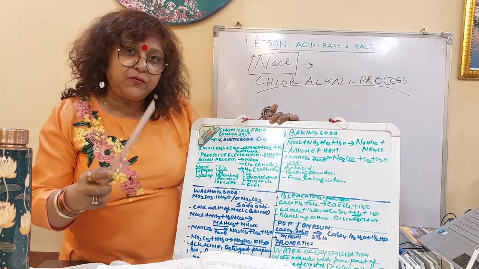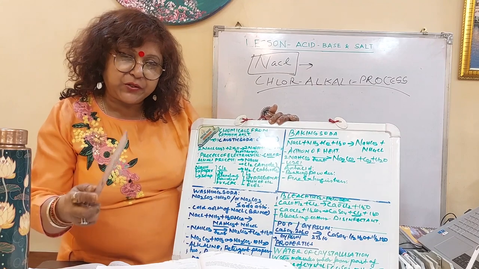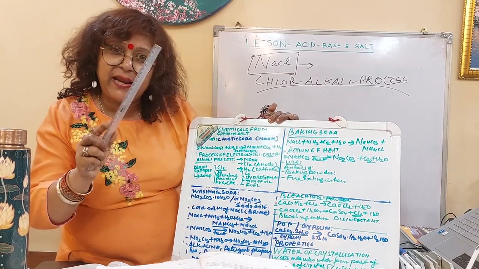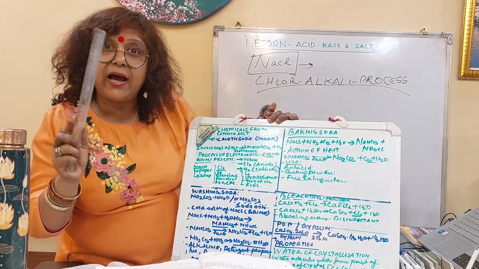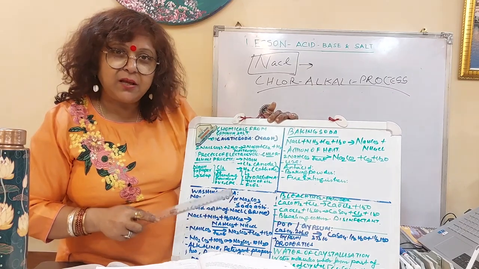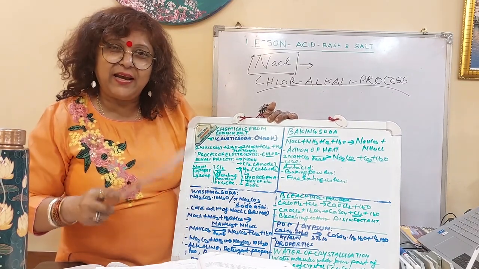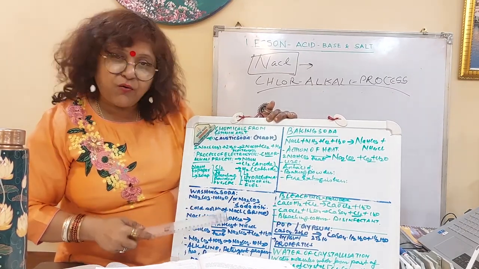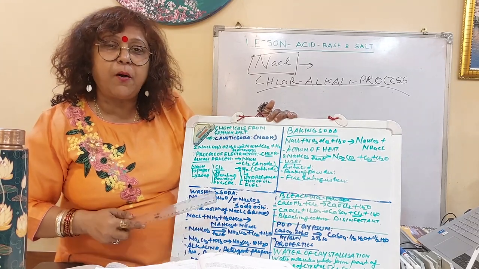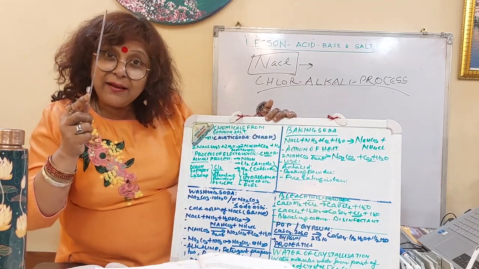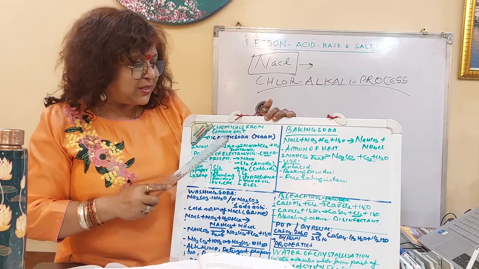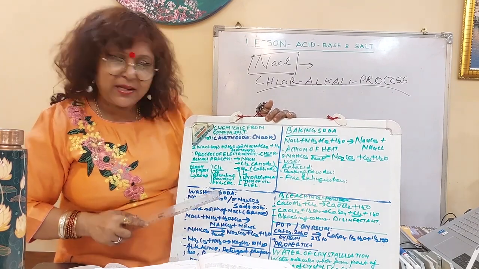Chemical formula Na2CO3.10H2O. Na2CO3 plain, without water molecules, is soda ash. With water molecules, it is sodium carbonate decahydrate. This is washing soda. The second important product obtained from brine. The first product was caustic soda. And this one is this.